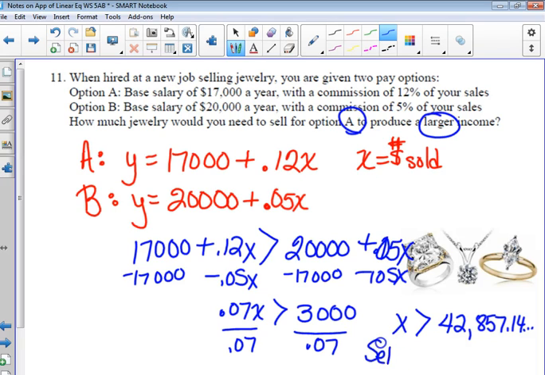So you would need to sell more than what? More than that, yeah. So more than $42,858. I'm just rounding up to the next dollar or whatever. Sell at least $42,858. And I'm not worried about the decimals at this point. There's one trick with inequalities. Did we need that trick? Does anybody remember what the weirdness is? You flip if you multiply or divide by negative, and I didn't do that, so I was good.